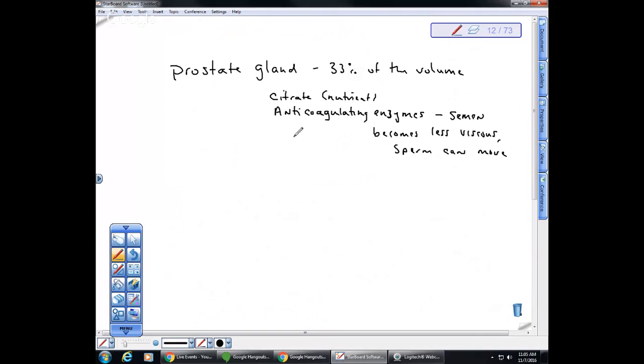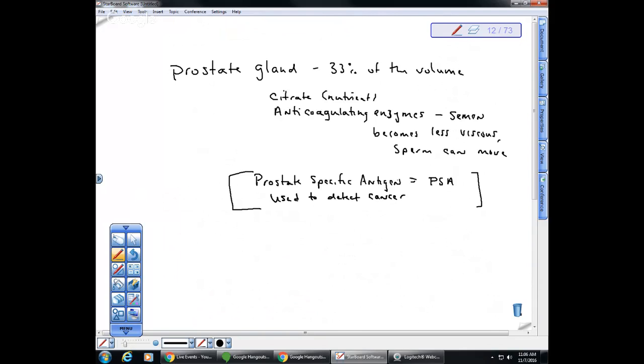They also produce in the prostate gland, and this is kind of an aside because it doesn't have a specific function reproductively, what is called a prostate specific antigen. So this is a PSA. So when would your PSA levels be of concern if you're a male? Does anybody know when you would have your PSA levels checked? Yep, so if you're at a concern for prostate cancer, right? So this is used to detect cancer.